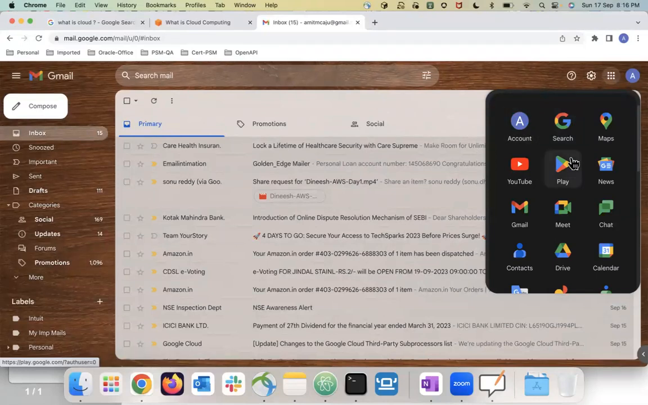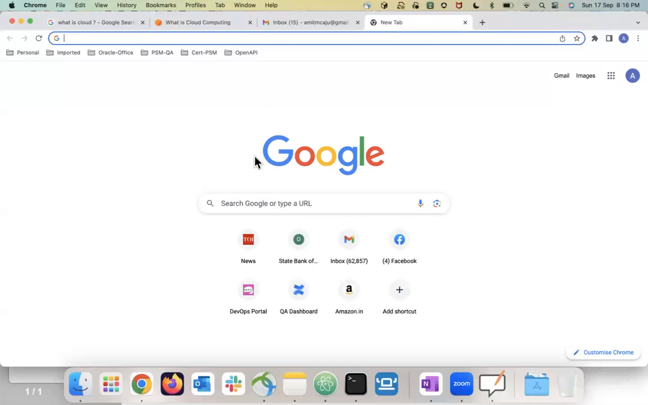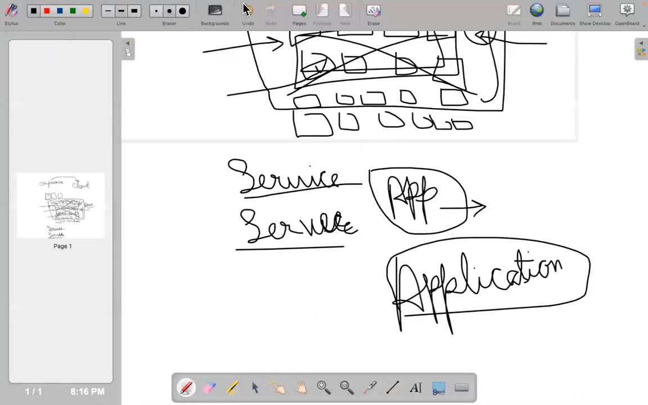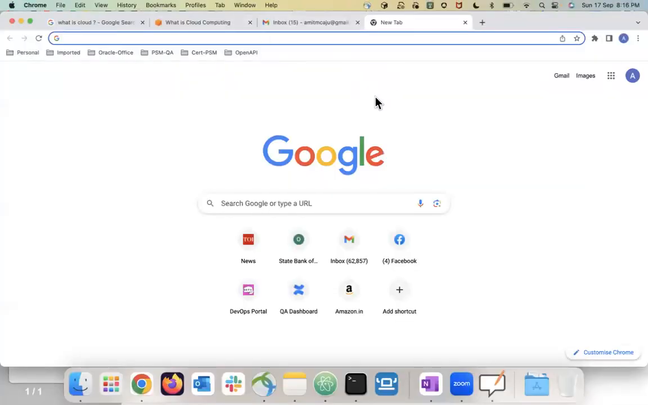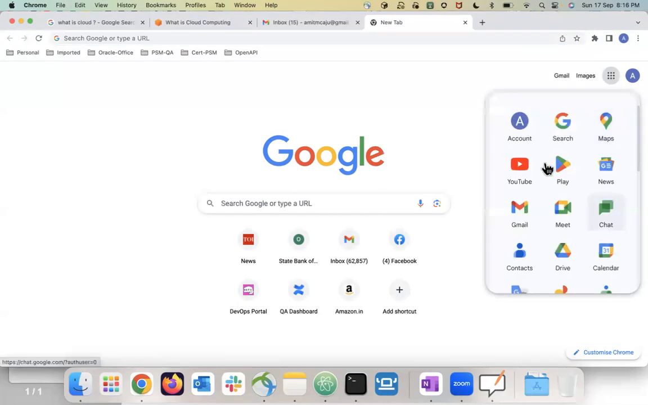Web means what? These are the applications which run only on the web, in the browser. Yeah, so that's running in the browser. These are applications which run on a browser. So that means it needs one desktop or laptop or server to run.